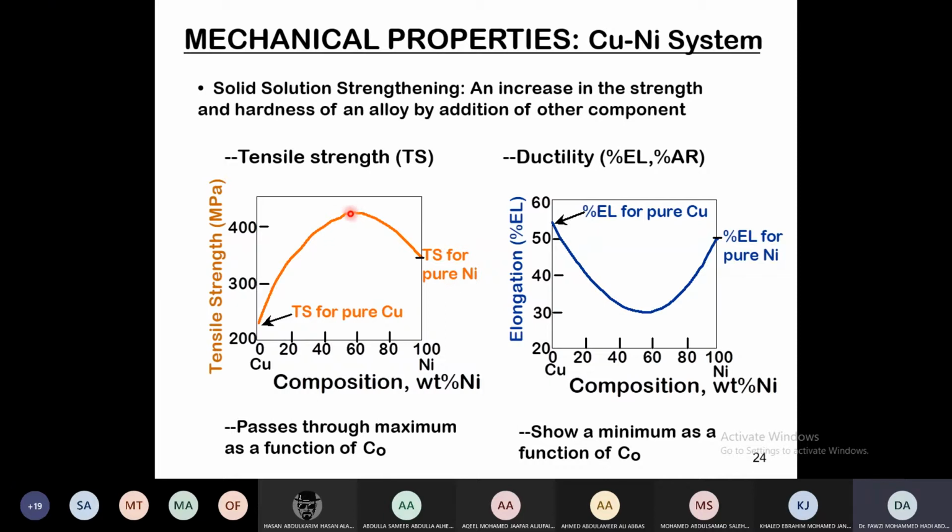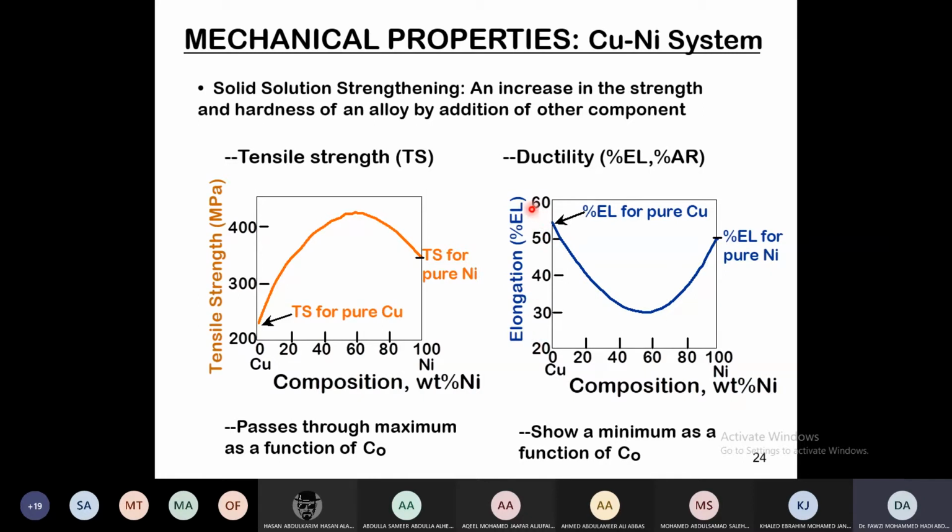This is where we are saying when you add an alloy, you are causing a strengthening effect. This strengthening which happens to the material is more than the strength of the pure nickel and the pure copper as well. So that is the astonishing part of the strengthening behavior of the material. At the same time, you can see something else.